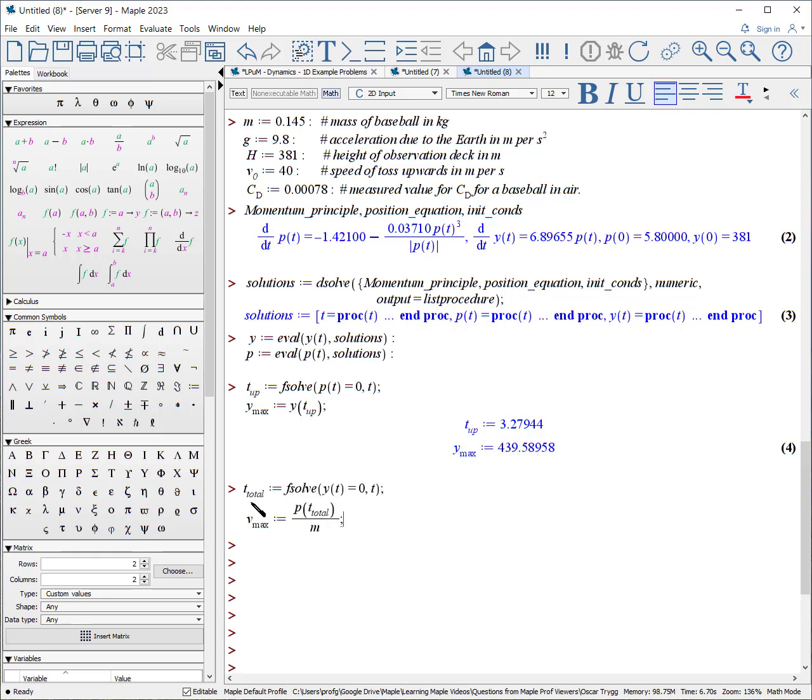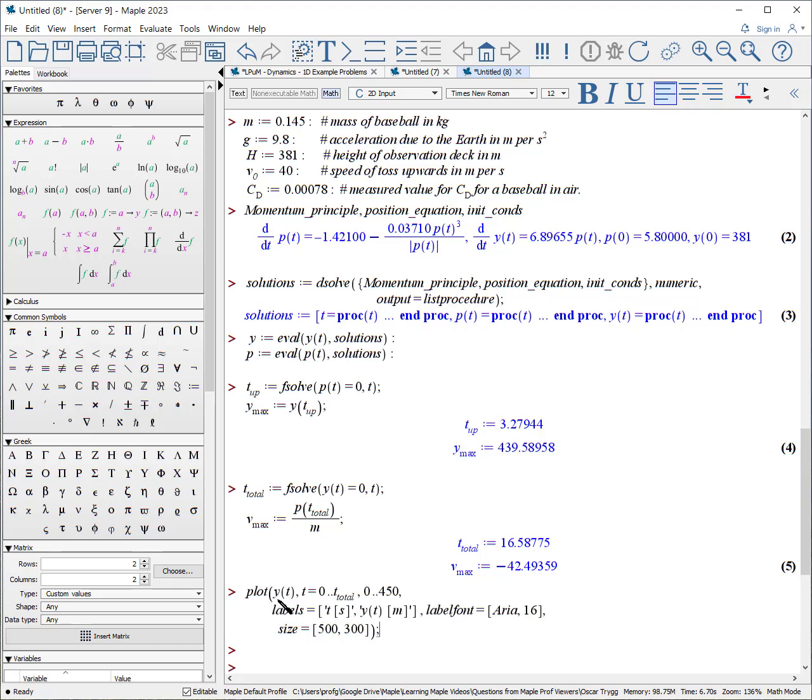Next, we can find the total time that it's in the air. That means the time when it reaches the ground. And from that, determine its maximum speed just before it hits the ground, which means the momentum just before it hits the ground divided by mass. This turns out to be about 60.5 seconds, and it's a speed of 42.5 meters per second.